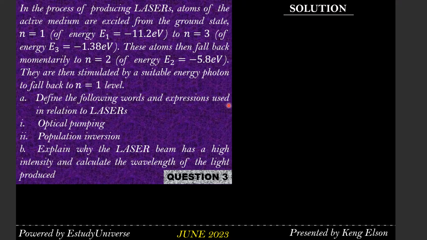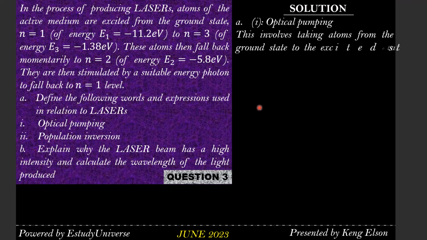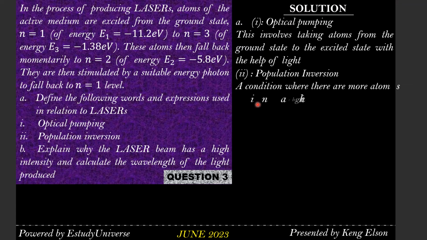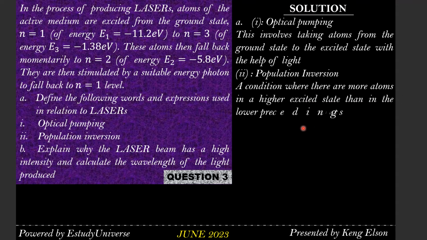So what is optical pumping? I'm just going to give you the definition. Optical pumping basically involves taking atoms from the ground state to an excited state with the help of light. That is optical pumping. What about population inversion? This is a condition where there are more atoms in a higher excited state than in the lower preceding state. That is population inversion.